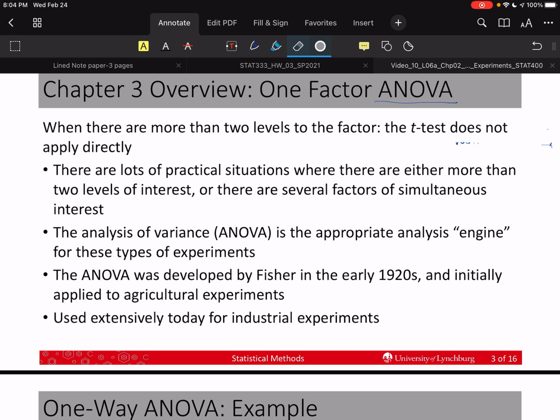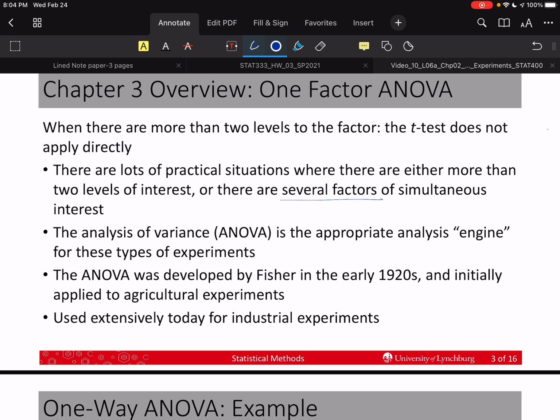So I know that sometimes when we're teaching, we know what factors are and we fail to explain it. I want to make sure that we're on the same page from the start. So again, there's a lot of practical situations where we need more than 2 levels to be tested, and/or there are several factors that are of simultaneous interest, and that's another way to look at it.